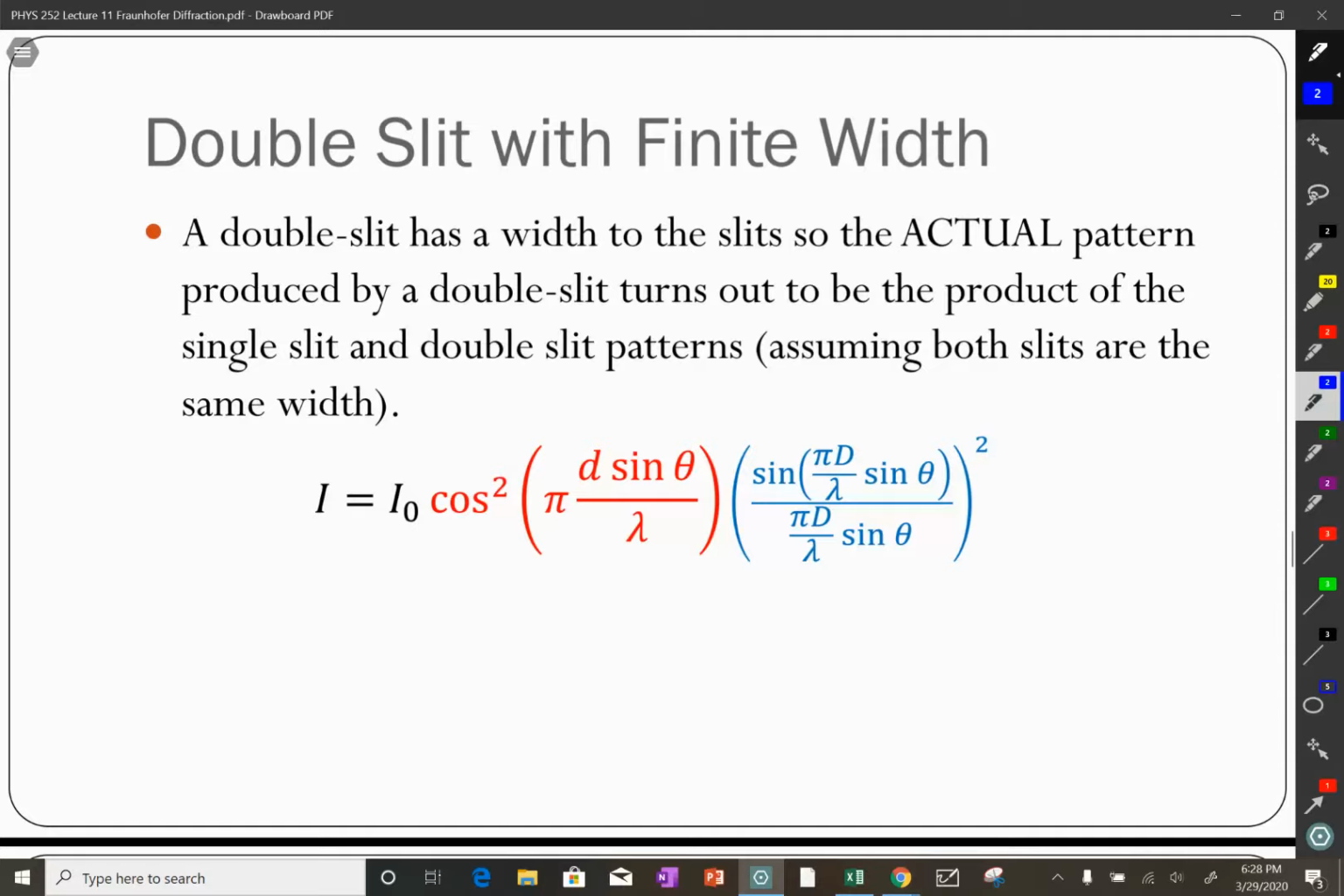So what you really have is the product of the double slit and the single slit results for the intensity function from a two-slit grating. All right, so that is showing how the waves actually work with a diffraction grating for Fraunhofer diffraction.